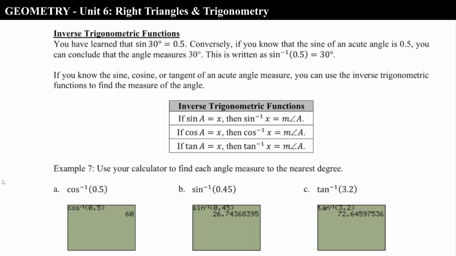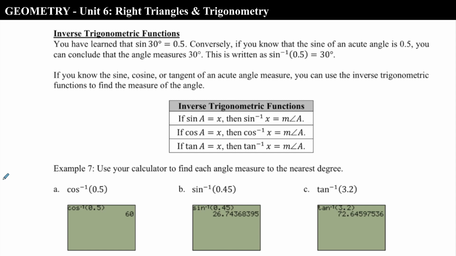This all leads us into inverse trig functions. You have learned that the sine of 30 degrees is 0.5. Conversely, if you know that the sine of an acute angle is 0.5, you can conclude that the angle measure is 30 degrees. This is written as inverse sine of 0.5 equals 30 degrees. You may also hear this called arc sine, okay? So if you hear the term arc sine, it just means inverse sine.